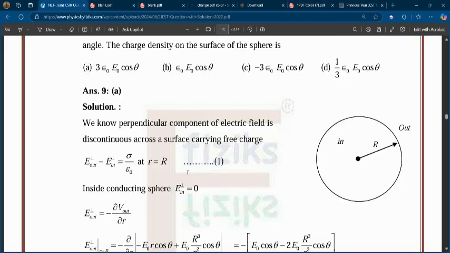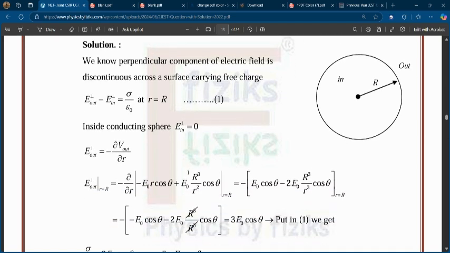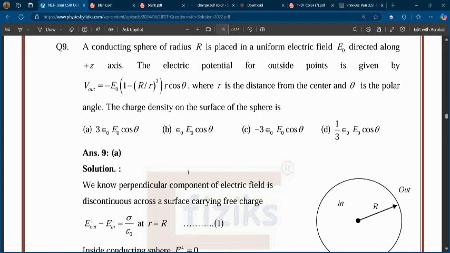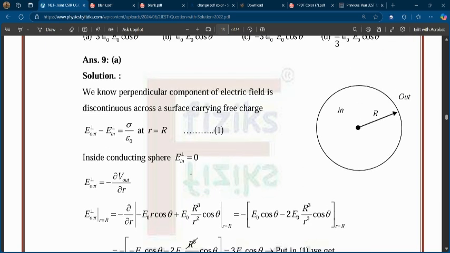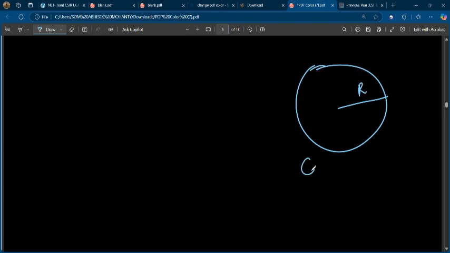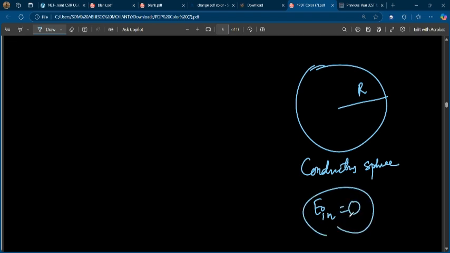First of all, this is a conducting sphere of radius r. For a conducting sphere, the electric field inside is zero. So the electric field exists outside only.